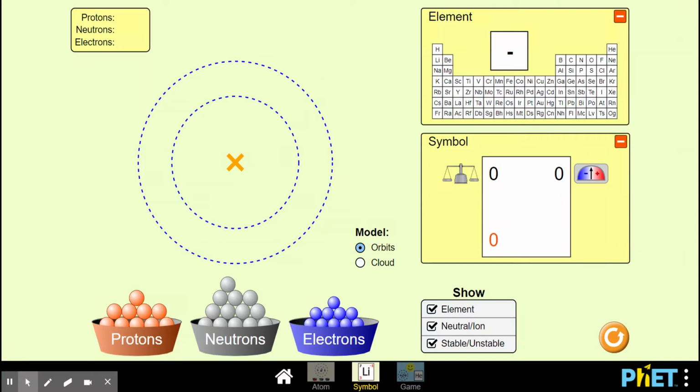Hello, everyone. This is my quick and dirty introduction to chemistry using the PhET atom building simulation.